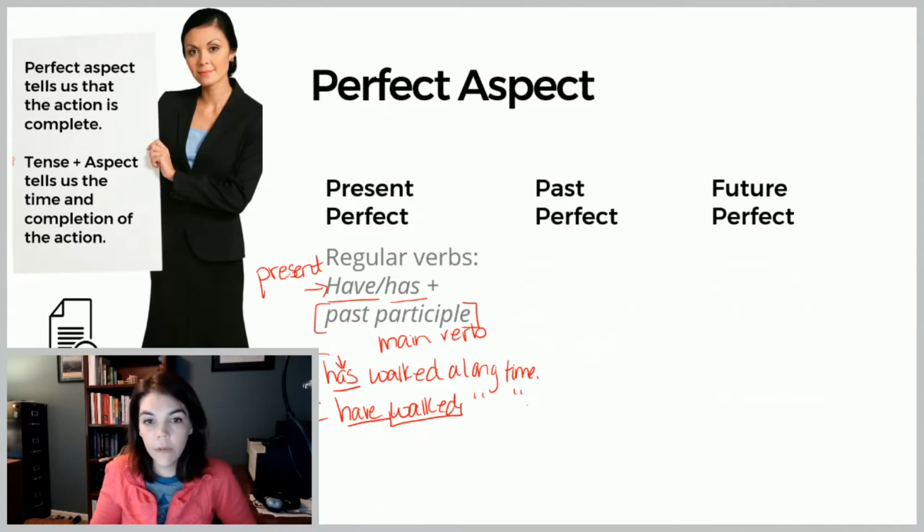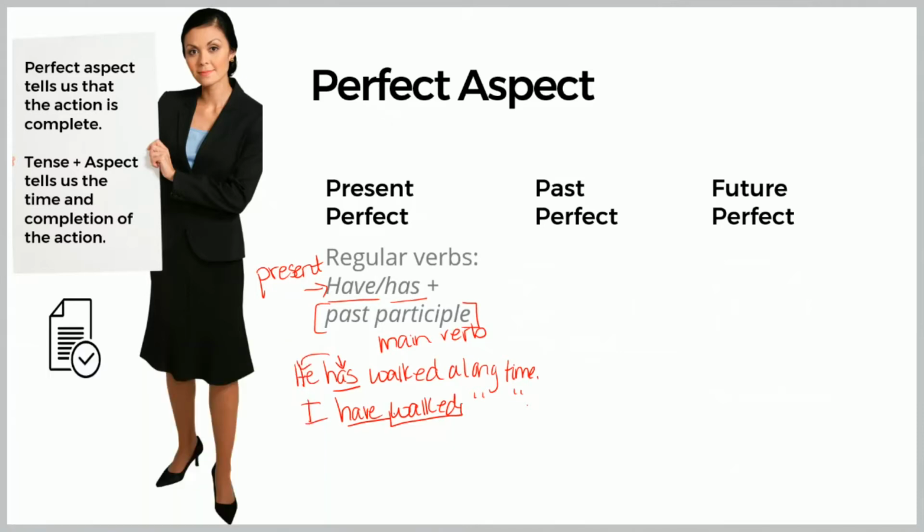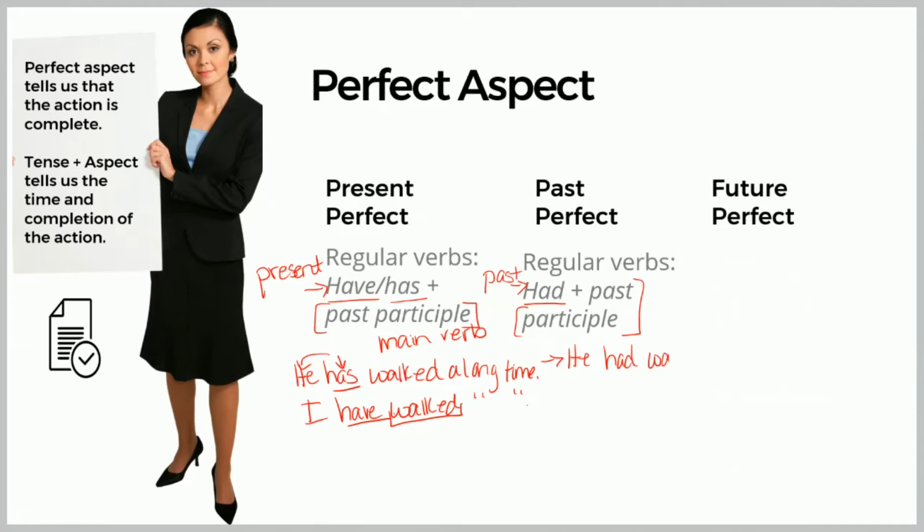Oh, I'm sorry, you couldn't even see that. Let me make myself go away. All right, so past perfect, the only thing that's different is that instead of have and has, we have had. Okay, so here is where we see past. And after past, then we have our past participle. So if I'm going to make this sentence into past perfect, I would say he had walked a long time.